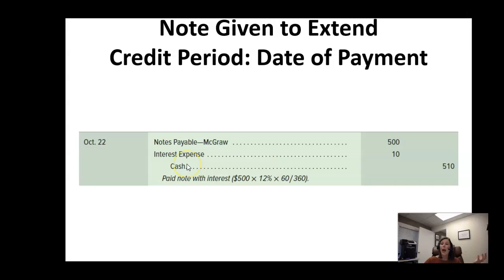And so now we're going to pay them. This is not a situation in which they had monthly payment terms. It's just that the whole thing is due in 60 days. Now there's interest associated with that. So not only do we owe McGraw the $500, but $10 in interest. So we're going to pay them the $510. That will reduce the notes payable of the $500 that was owed, and we'll have an interest expense of $10.